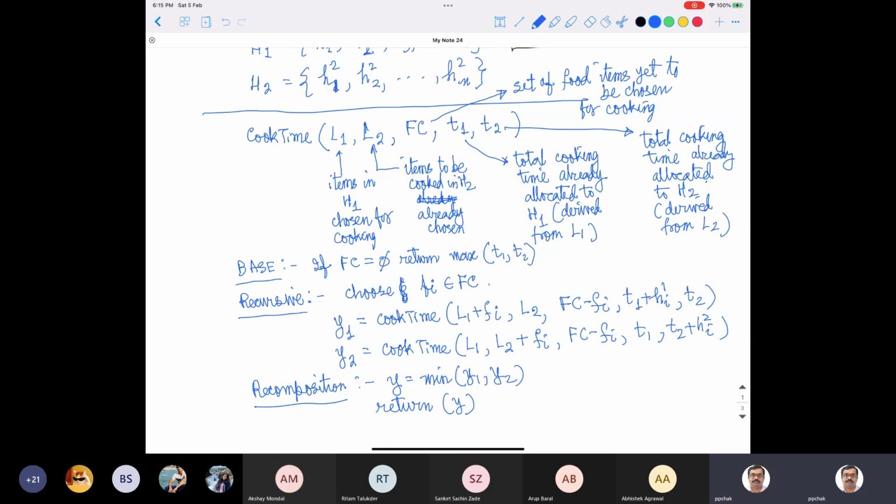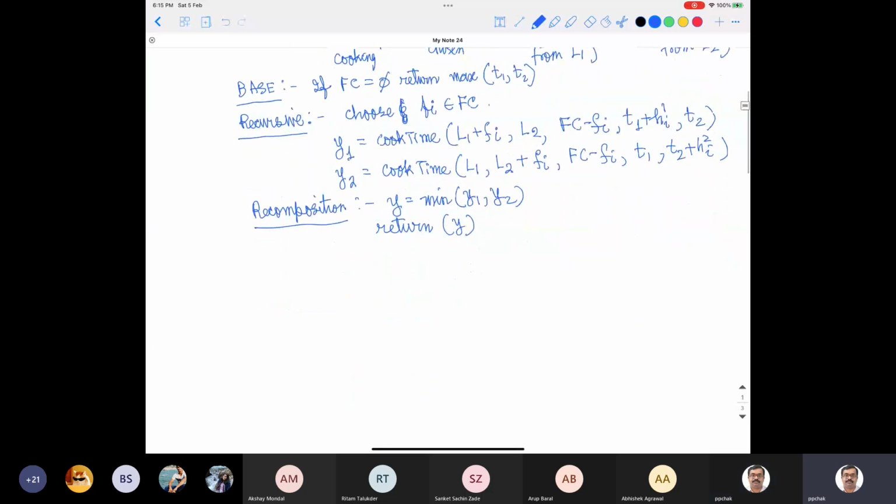Yes, sir, clear. Now, what are the next steps in our algorithm design framework? What are we supposed to do? Time complexity. Yeah. So the next step is proof of correctness. This will come from the simple induction principle, isn't it? Then what is the next step that we have to do? Time complexity analysis.